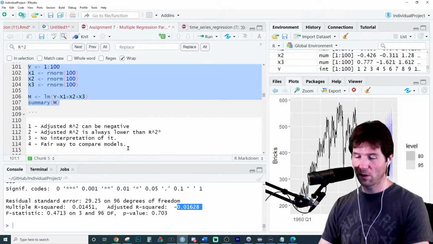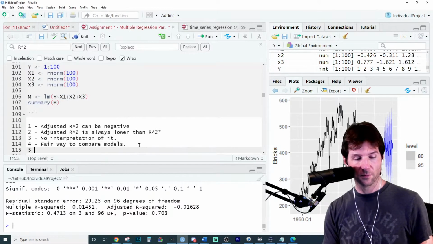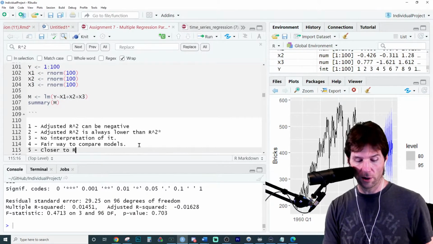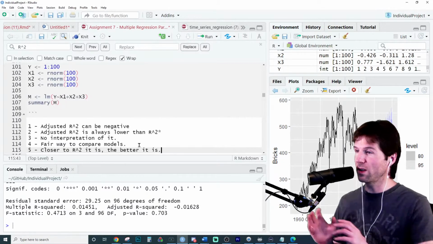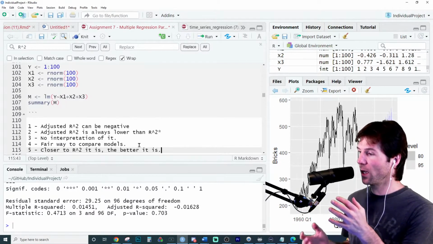When is r squared adjusted good? That's the last good note to put on here. The closer to r squared it is, the better it is, because you don't want to see them so far apart. We can use it to compare models.